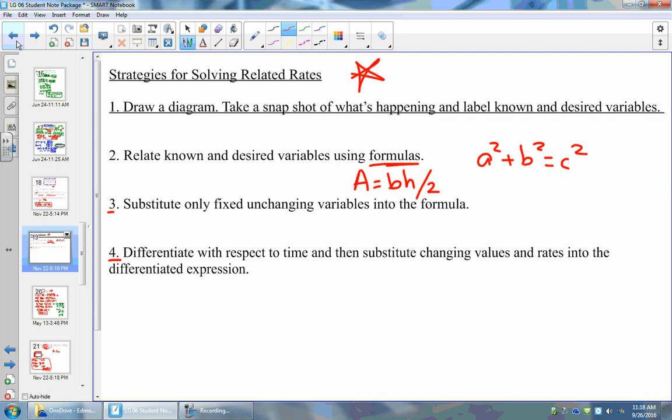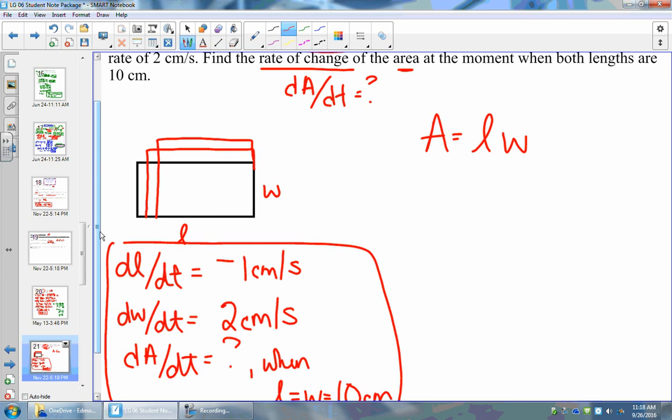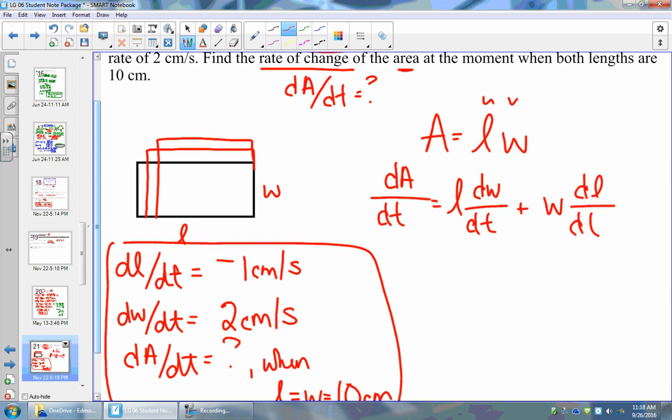Number 4, differentiate with respect to time, and then substitute changing values and rates into the expression. That might not make sense, but what this is saying is find the derivative. That's going to be easy enough. dA over dt. This is like my u and my v, product rule again, remember? So that's going to be length times the derivative of w with respect to time, plus width times the derivative of my length with respect to time.